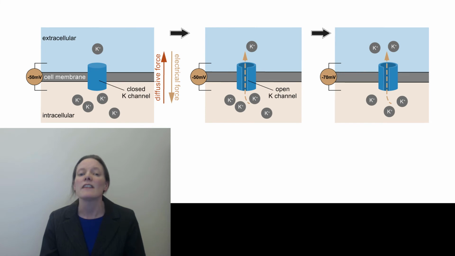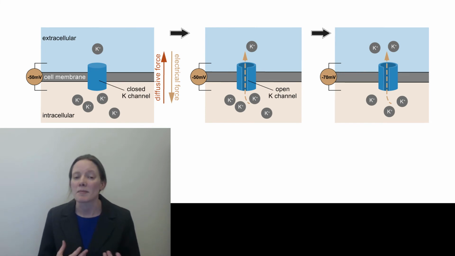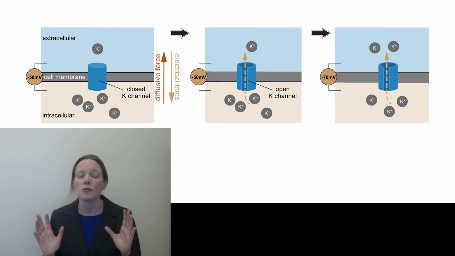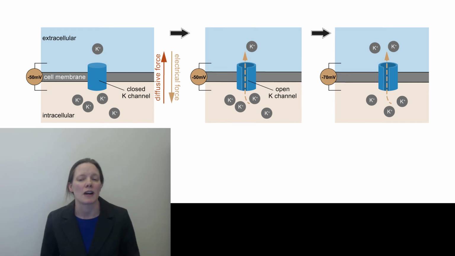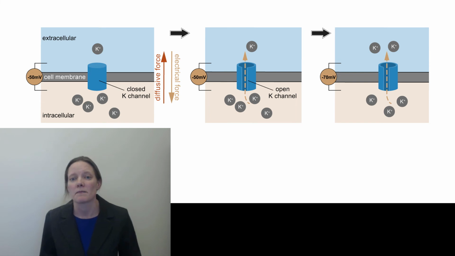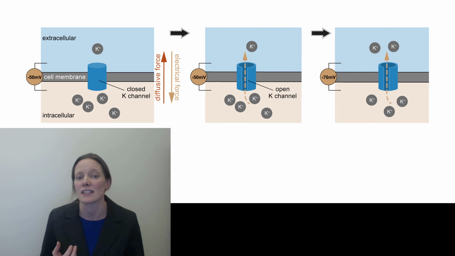Other times, the electrical and chemical forces of ions of a particular type are in opposite directions. If one force is stronger, ions will flow in that direction until the strength of the two forces is balanced. At that point, there will be no net flow of ions across the membrane. The voltage difference across the membrane when that state of equilibrium is reached is called the equilibrium potential for that ion. For example, here we see potassium ions more concentrated inside the cell, with a negative voltage across the membrane.